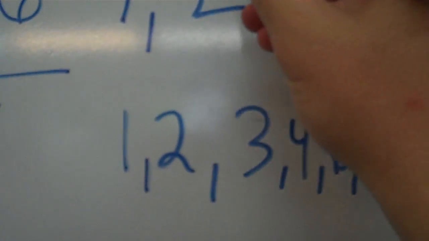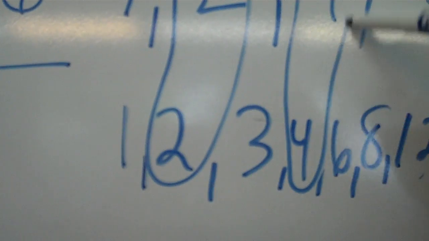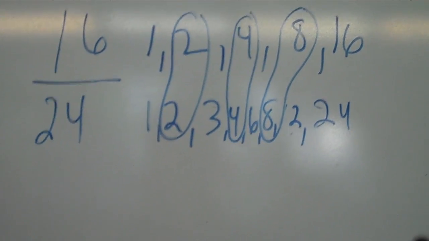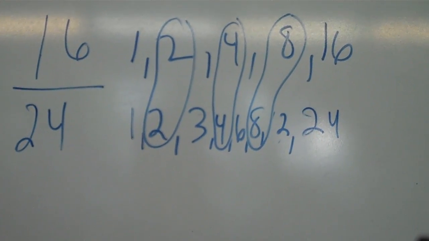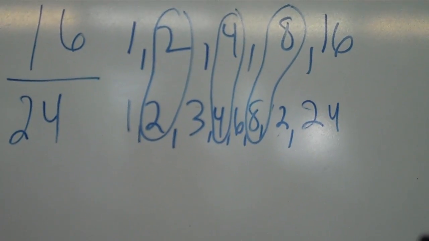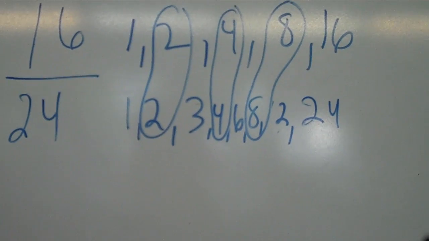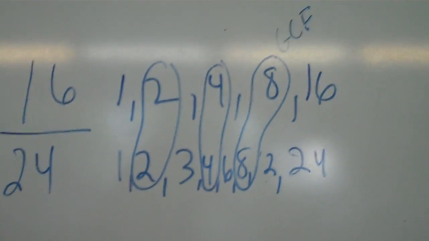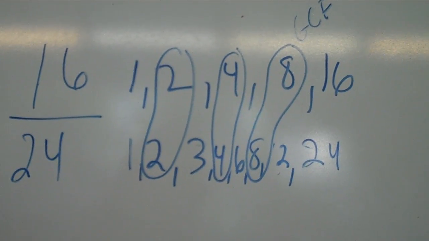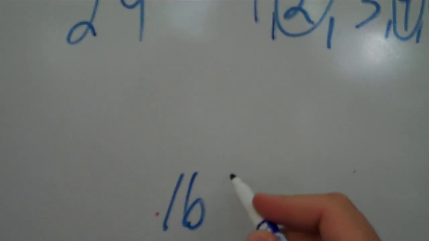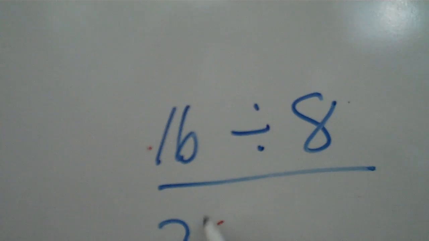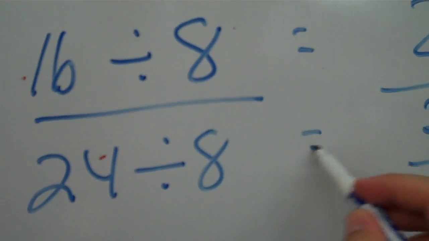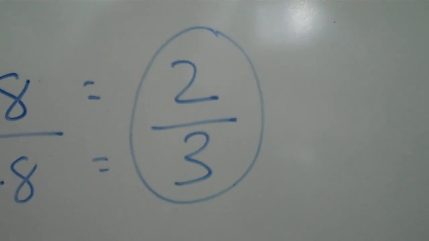If we look, we can circle our common factors. 2 is a common factor, 4 is a common factor, and 8 is a common factor. But remember, in order to go to the simplest form, we are going to need the greatest common factor, or the largest. So if you look at the 3 common factors, which one's the largest? 8. So 8 is our greatest common factor, or our GCF. Since we found our greatest common factor, now all we do is divide our numerator by that greatest common factor, and our denominator by that greatest common factor. 16 divided by 8 equals 2, 24 divided by 8 equals 3. So our new reduced fraction is 2/3.